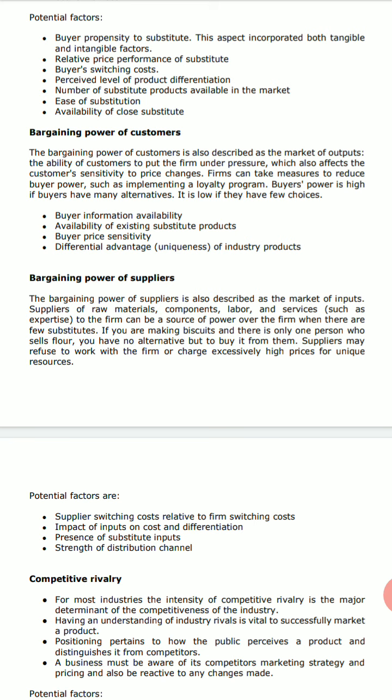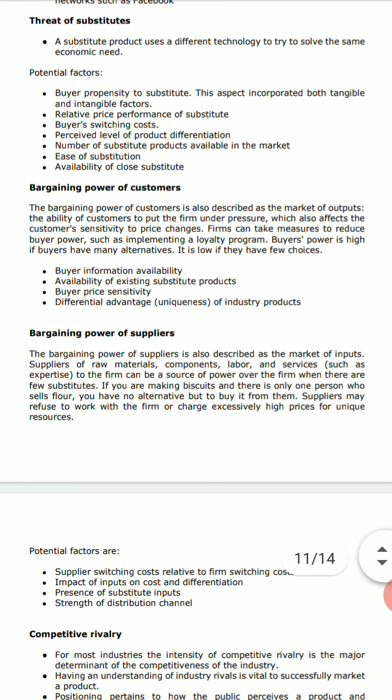Even the buyer switching cost is there. As I said, if the cost of the existing product and the new product are quite different from each other, then the buyer may switch the product. Then maybe the perceived value of the product differentiation. That means whatever product you have, the differentiated or substitute product may be giving more value, and at that time there are chances that the substitute may take over the market.